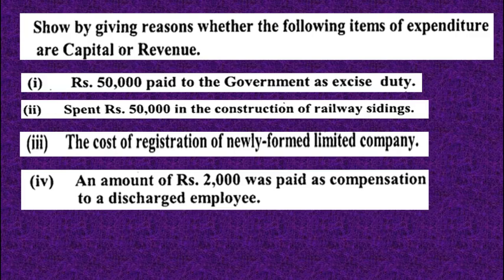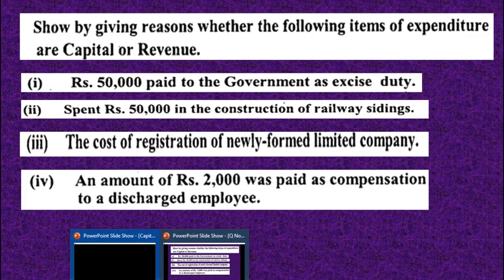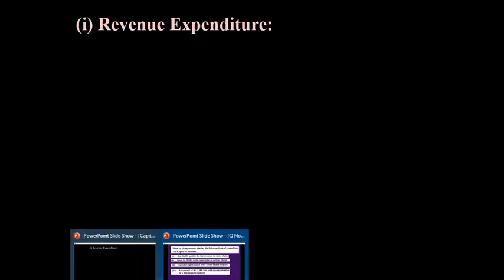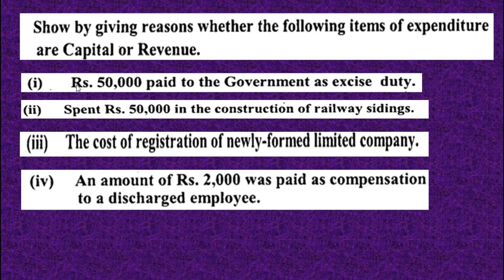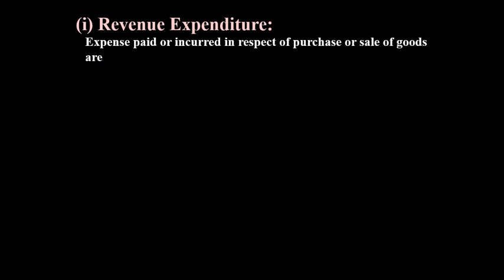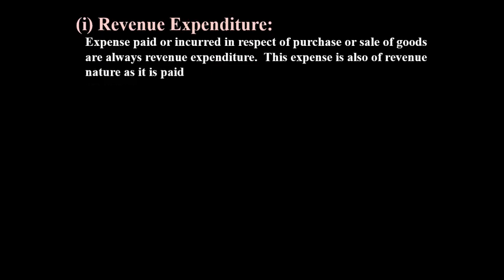Now we solve this question by giving reasons. Revenue expenditure. Rupees 50,000 paid to the government as excise duty is a revenue expenditure. Expenses paid or incurred in respect of purchase or sale of goods are always revenue expenditure. This expense is also of revenue nature as it is paid on sale of goods.